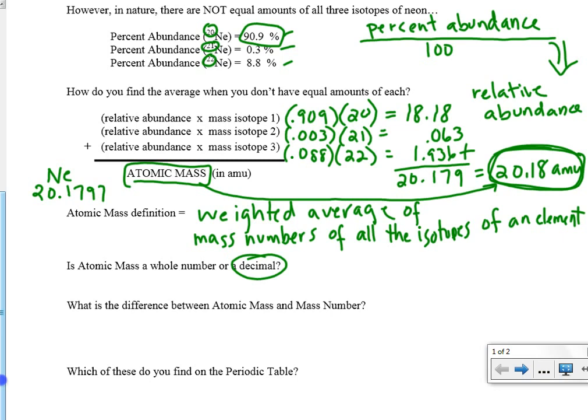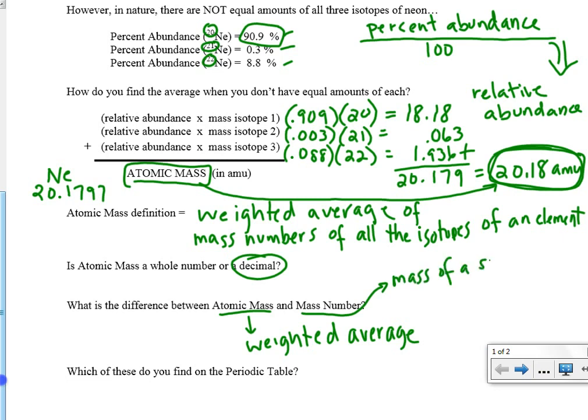What is the difference between an atomic mass and a mass number? We just said the atomic mass is a weighted average, but the mass number is the mass of a single atom. So that's the difference. The mass number represents an individual atom. The atomic mass represents the weighted average of all the atoms of that particular element, and those atoms don't all have the same mass.